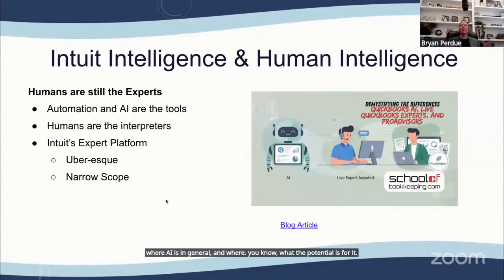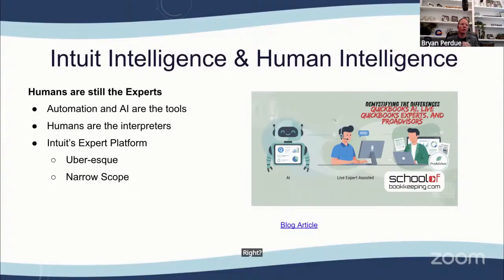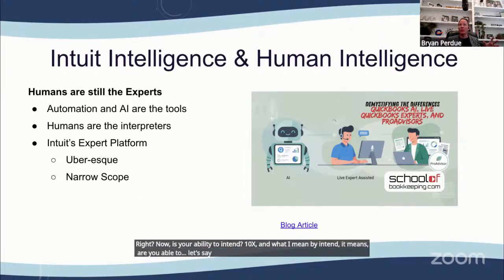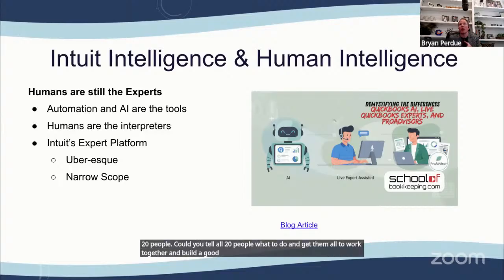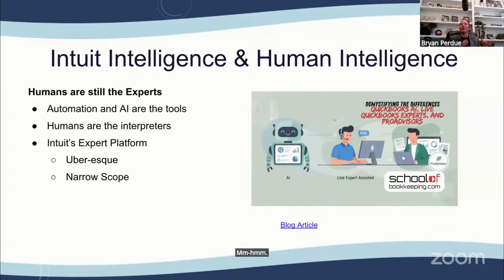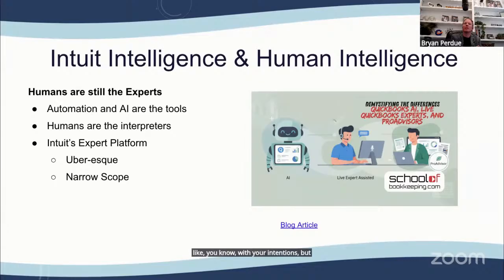Yeah, I think we're living in a really exciting time right now, because your ability to do is 10x, right? Now, is your ability to intend 10x? And what I mean by intend is, let's say you had a team of 20 people. Could you tell all 20 people what to do and get them all to work together and build a good result for a client, for yourself, for other people? If you can do that, then you're going to do fantastic with AI, because basically you can get it to work with your intentions. But without your intentions, AI can't help.